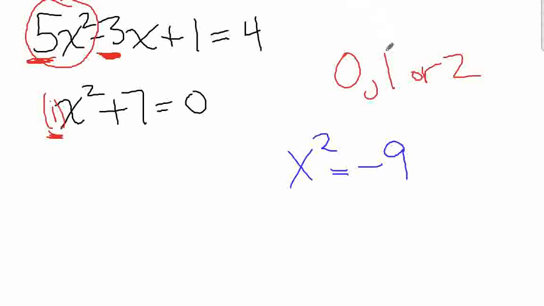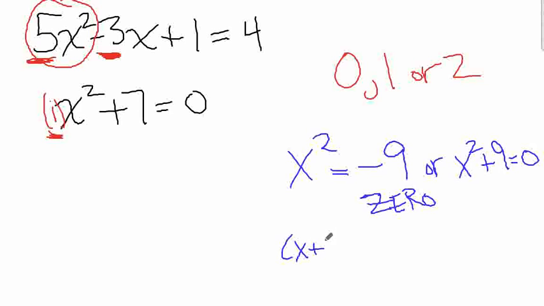So this quadratic equation, or I could also write it x squared plus 9 equals 0 if you want, that one has 0 solutions. Okay, there's an example of 0. All right, now what about if I had this situation? What if I had x plus 2 squared equals 0?